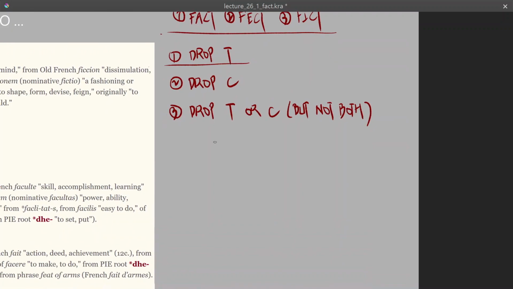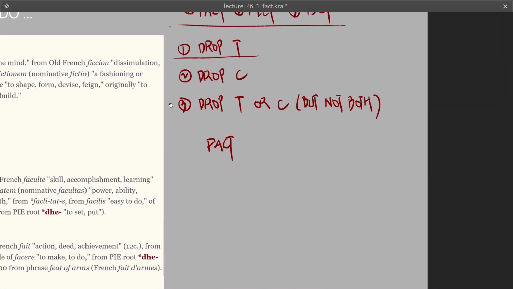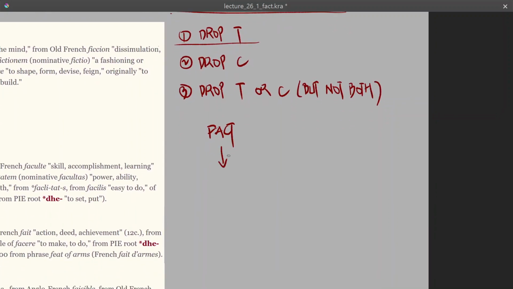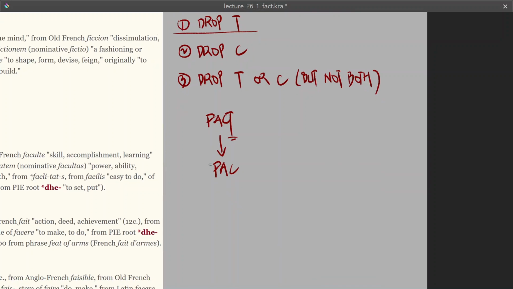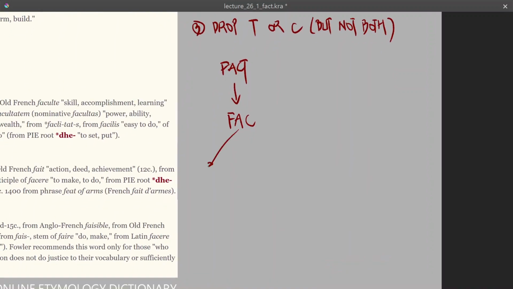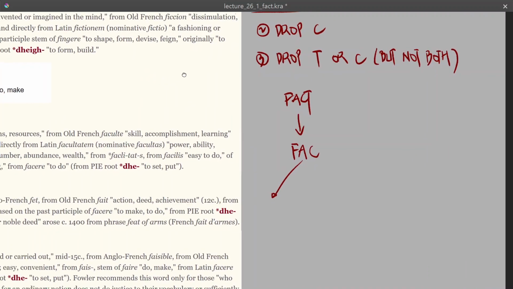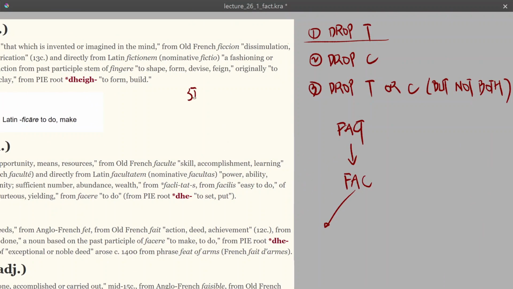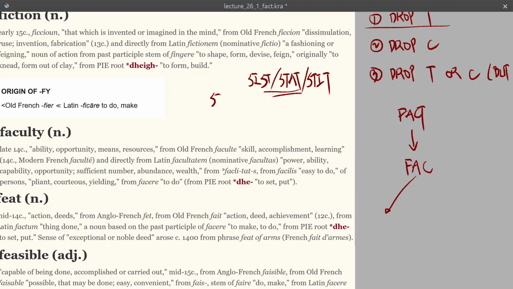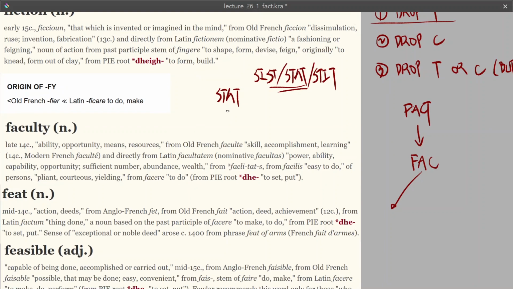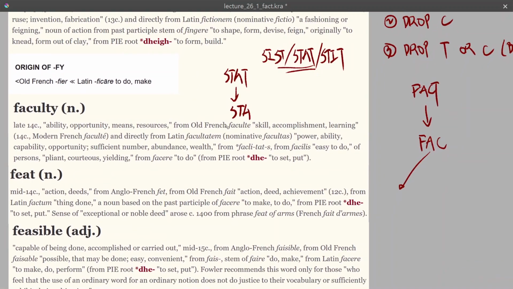So, first one, fact. Drop the T, we have fac. And that consists, remember we have consist, state and state. In this one, I use the same pattern. It means that drop the T, we have stay, and its variants will be stale and stale.